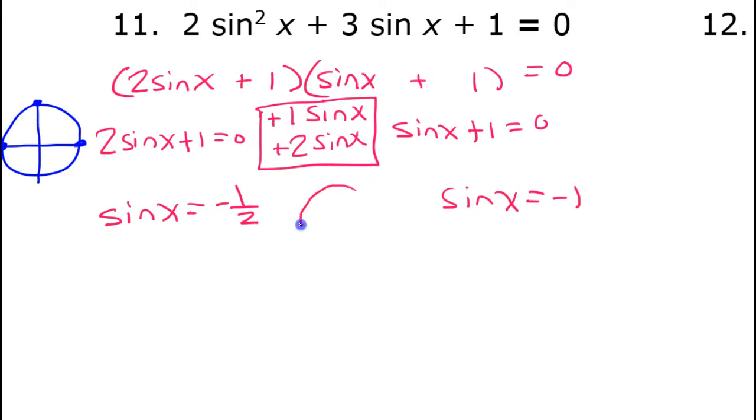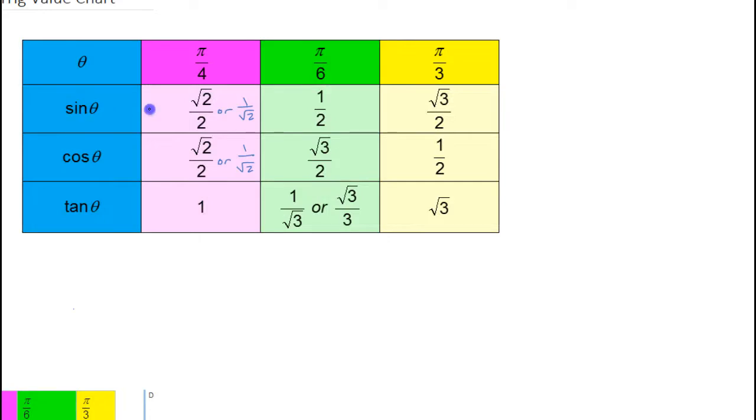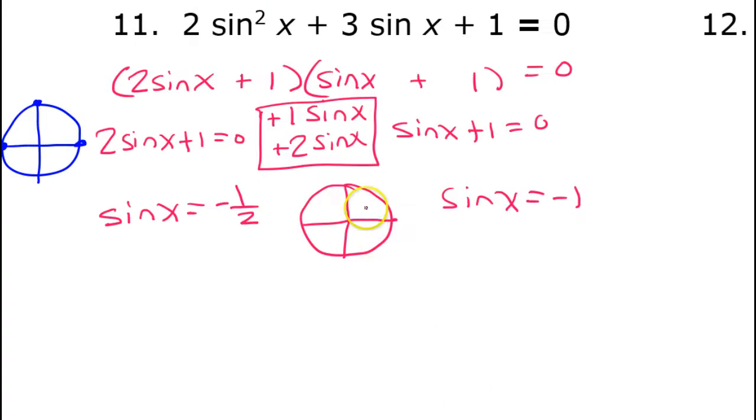Here's a little circle to picture. What is the reference angle for this first one? Well, sine of pi over 6 is 1/2. So pi over 6 is the reference angle. So thinking of pi over 6's, keep that in your mind. Now, it's negative 1/2 though. So where is sine negative? Well, I know that sine is negative below the x-axis. So quadrant 3 and quadrant 4. So these are the two angles that I'm looking at.